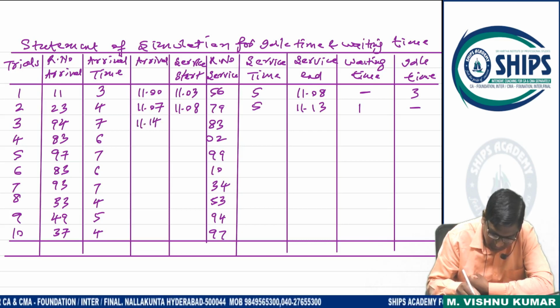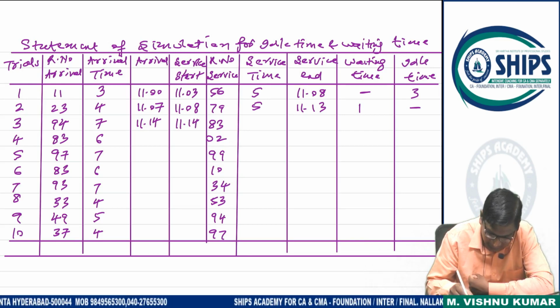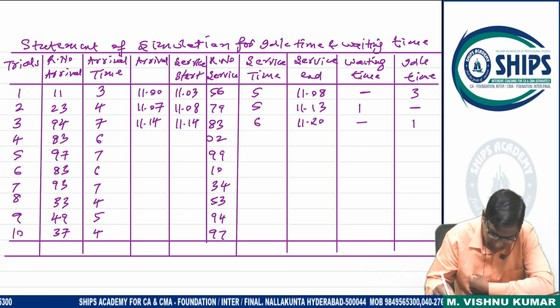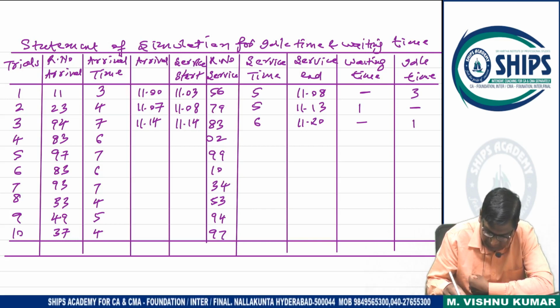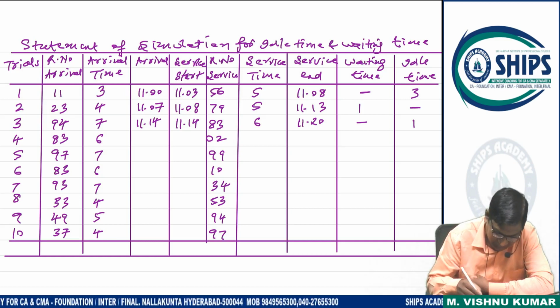11:14, correct. Service will start from 11:14. 11:13 तक तो बिजी था उन्होंने, कैसे स्टार्ट करेंगे सर्विस? तो सर्विस विल स्टार्ट एट 11:14. और सर्विस टाइम 6 minutes. एंडिंग, वेटिंग टाइम 1. Why idle time 1? Because this services ended on 11:13 but started from 11:14. So 1 minute gap आ गया उसको, right?